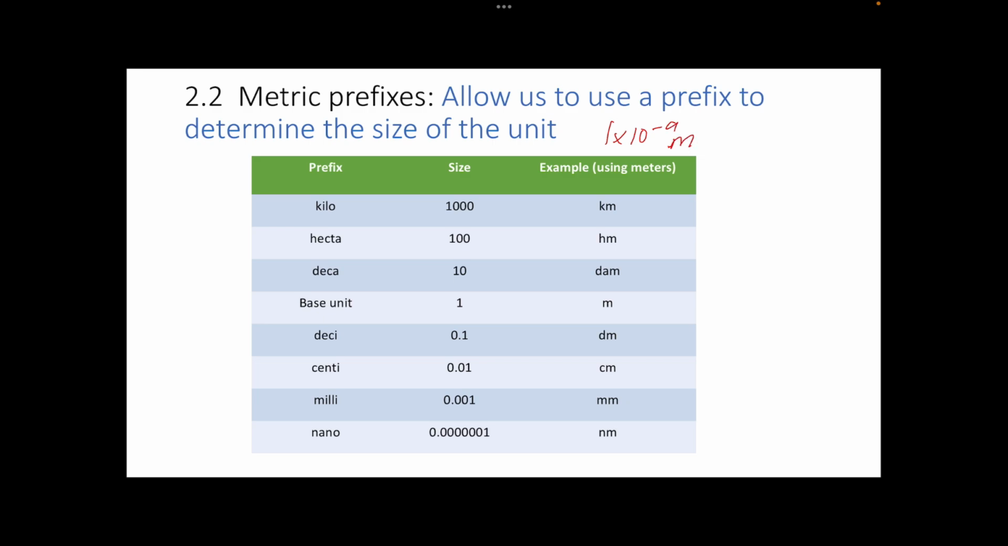Now scientific notation can be difficult to manipulate, like to do numbers and math with. So if we can just say that is the same as 1 nanometer, that gives us a number that's much nicer to work with. So that's really what we use it for.